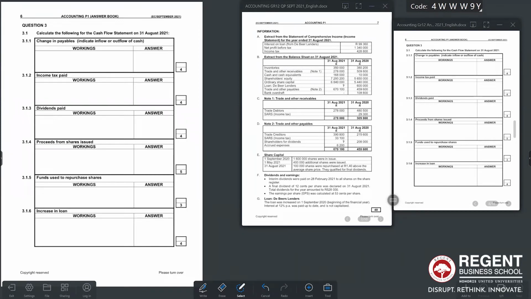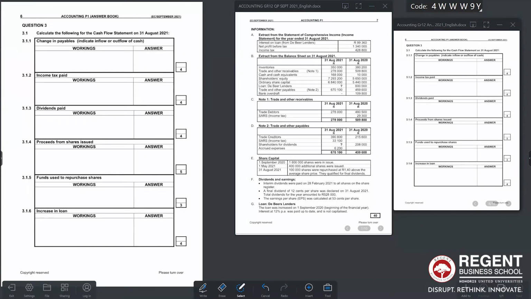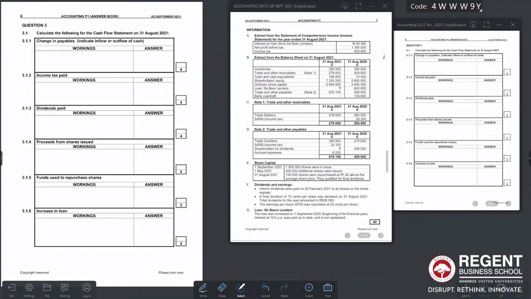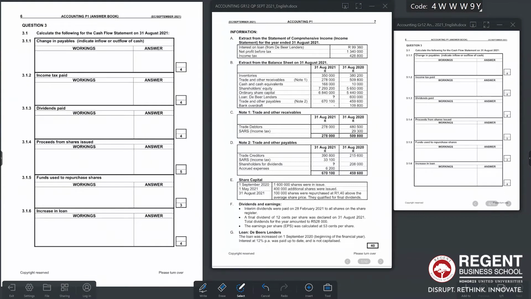Okay, right now the first one, let's look at this. They gave us information, a statement of comprehensive income, that's an extract, a little bit of information. They gave me an extract of the balance sheet, and then note number 1, trade and other receivables, and note number 2, trade and other payables. Then they gave me something about the share capital, dividends, and then the loan. I've got the loan over there. Okay, I hope that is clearer for some of you. All right, let's move on.